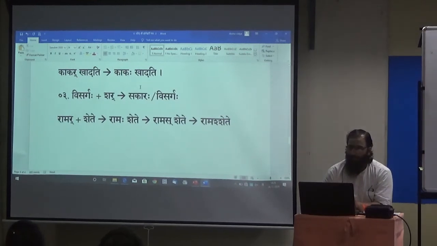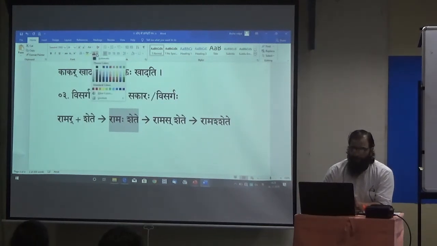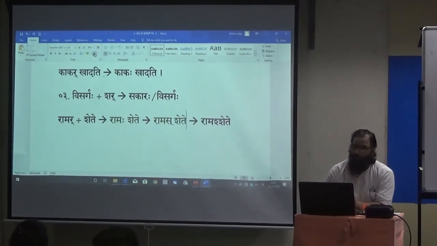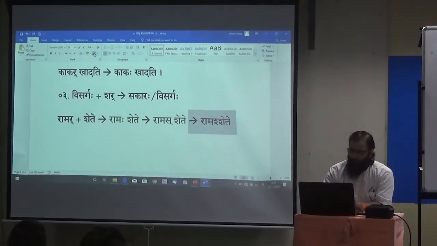Okay, let me mark this. If you mark with the green color, it means you can stop there. This is green color. Ramaha Shete is one form, and further it undergoes change, Ramas Shete is one form, further undergoes Ramash Shete. But Ramas Shete is another form where we cannot stop. After that, further Sandhi is to be applied and you get the form Ramash Shete. That part we will see later.